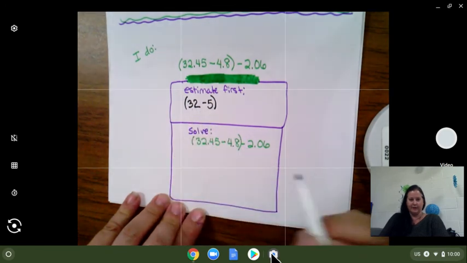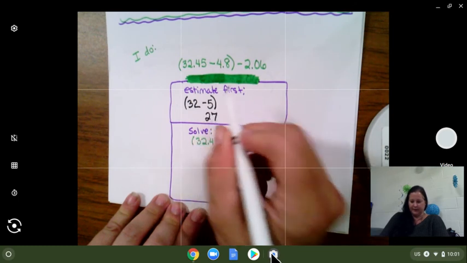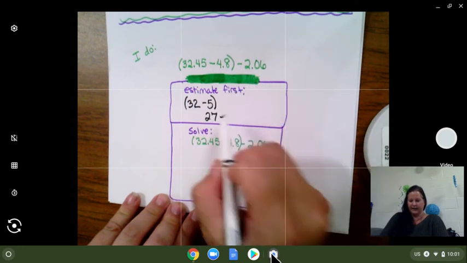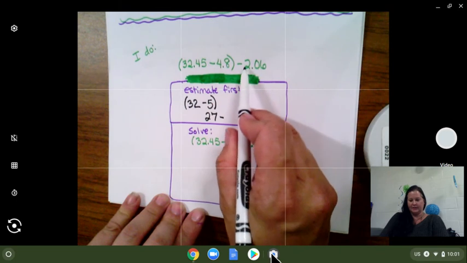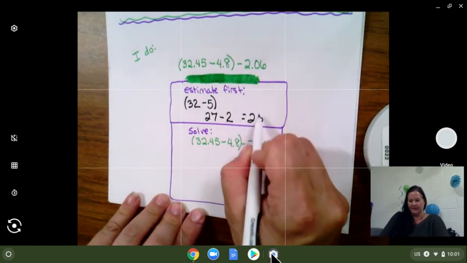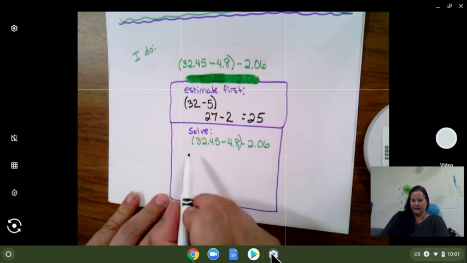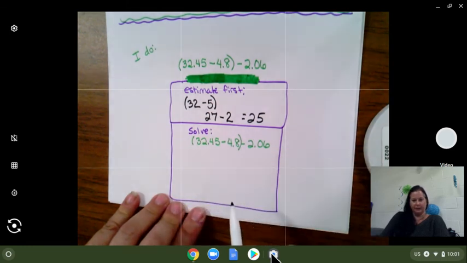So 32 minus 5 is 27. And then I still have to subtract, and this 2, the 0 tells me just to round that back to 2, so 27 minus 2 is 25. So my answer down here should work out to be close to 25. All right, so we're going to solve this to see what our actual answer is.